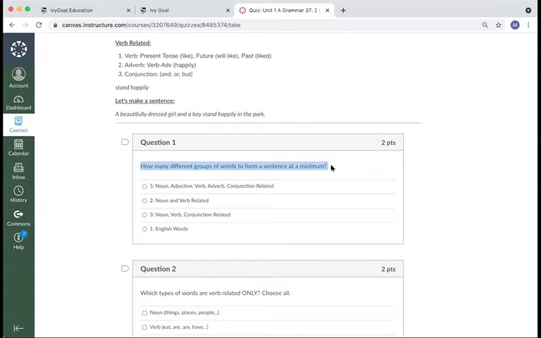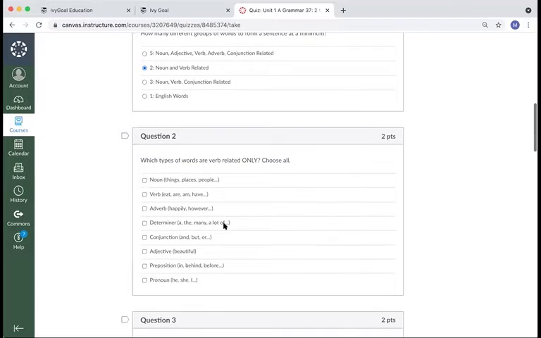Yeah, so what is the most basic way to form a sentence? You need some nouns, right? And you need some verbs. If you just have nouns, nothing's happening in a sentence. If you just have verbs, there's no subject. It's only action. So the way we want to answer that is noun and verb related. Okay?